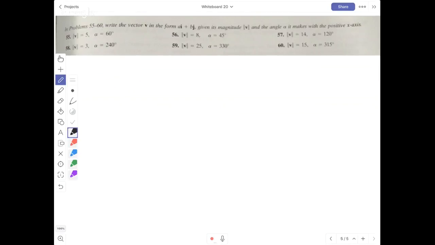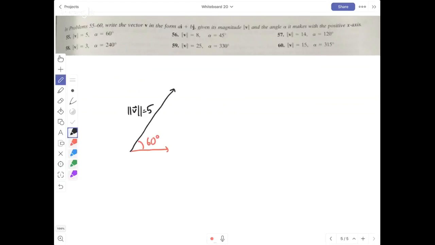A vector V has magnitude 5 at an angle of 60 degrees. So the absolute value of vector V equals 5, and it's positioned at an angle from the horizontal of 60 degrees. And we're supposed to find the angle it makes with the positive x-axis. Oh, so we're supposed to find the component form, Ai plus Bj. Component form of a vector is something that's on the test.